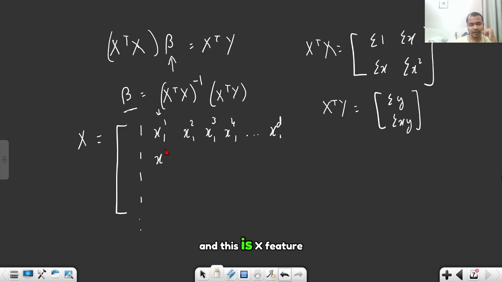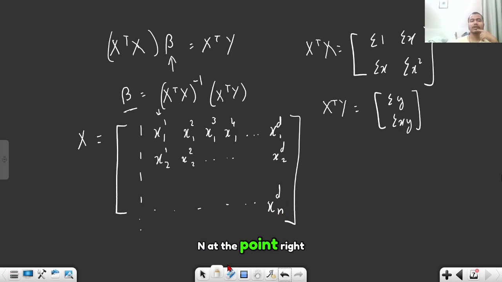And this is X. Feature 1, second data point, X. Feature 2, second data point, and this goes on till we have XD features for the 2 data points, and finally we will stop at x dth feature, nth point, right? Now this is our x.